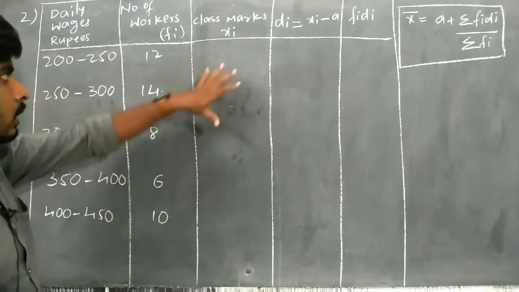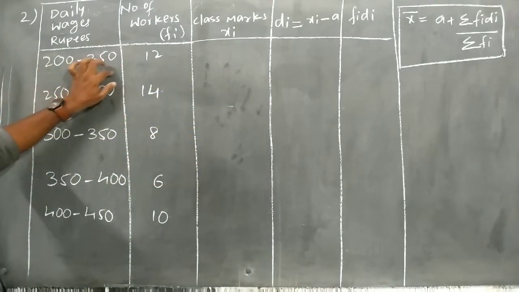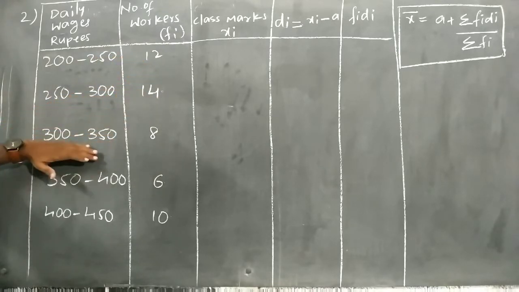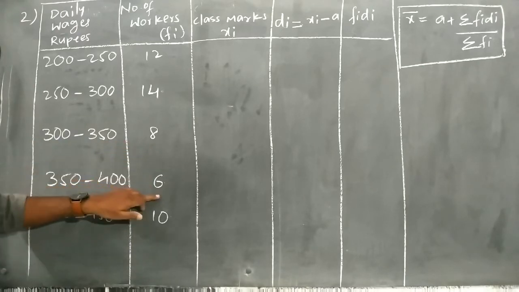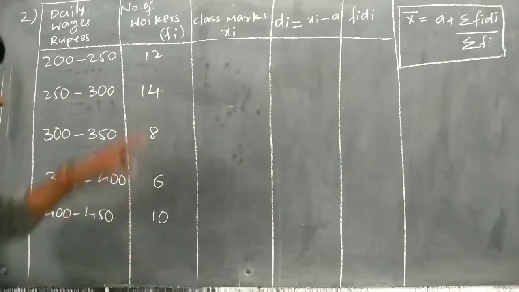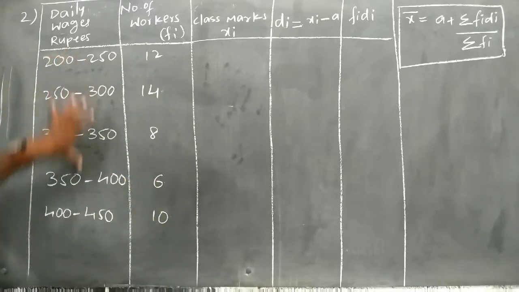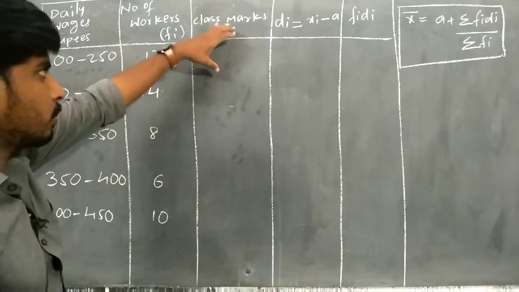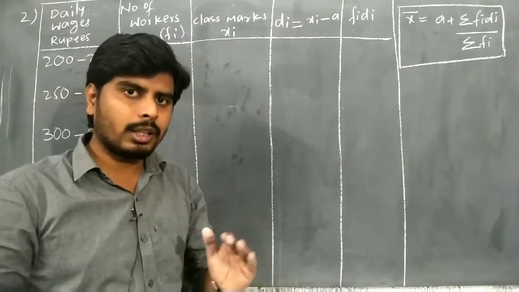So we need the class marks first. 200 to 250, the frequency is 12; 250 to 300, frequency is 14; 300 to 350, frequency 8; 350 to 400, frequency 6; 400 to 450, frequency 10. These are the number of workers, and this one is the daily wage in rupees. So the class mark is nothing but lower limit plus upper limit by 2.